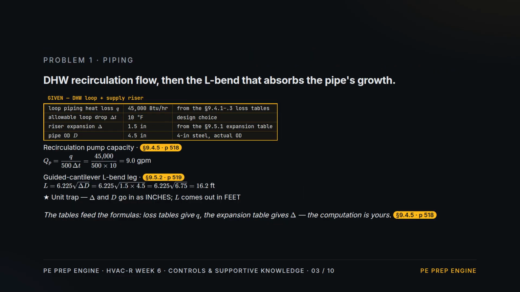Problem 1. Piping. Recirculation pump capacity is the piping heat loss over 500 times the allowable temperature drop, 9 GPM. Then the L bend, 6.225 times the root of expansion times outside diameter, 16.2 feet. Watch the units. Expansion and diameter go in as inches, but the leg length comes out in feet.